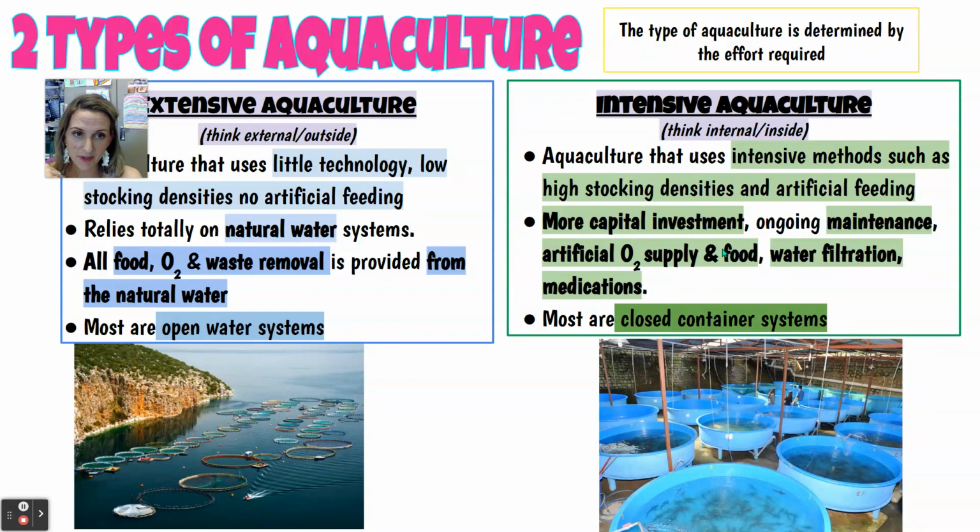Way more capital investment to start, and you're going to need ongoing maintenance. You're going to need an artificial oxygen supply, so pumping in oxygen. It's not going to come from the natural water flow. You're going to need to add in food. There will need to be water filtration to remove any waste, and medications will need to be used. And these will be referred to as a closed container system.